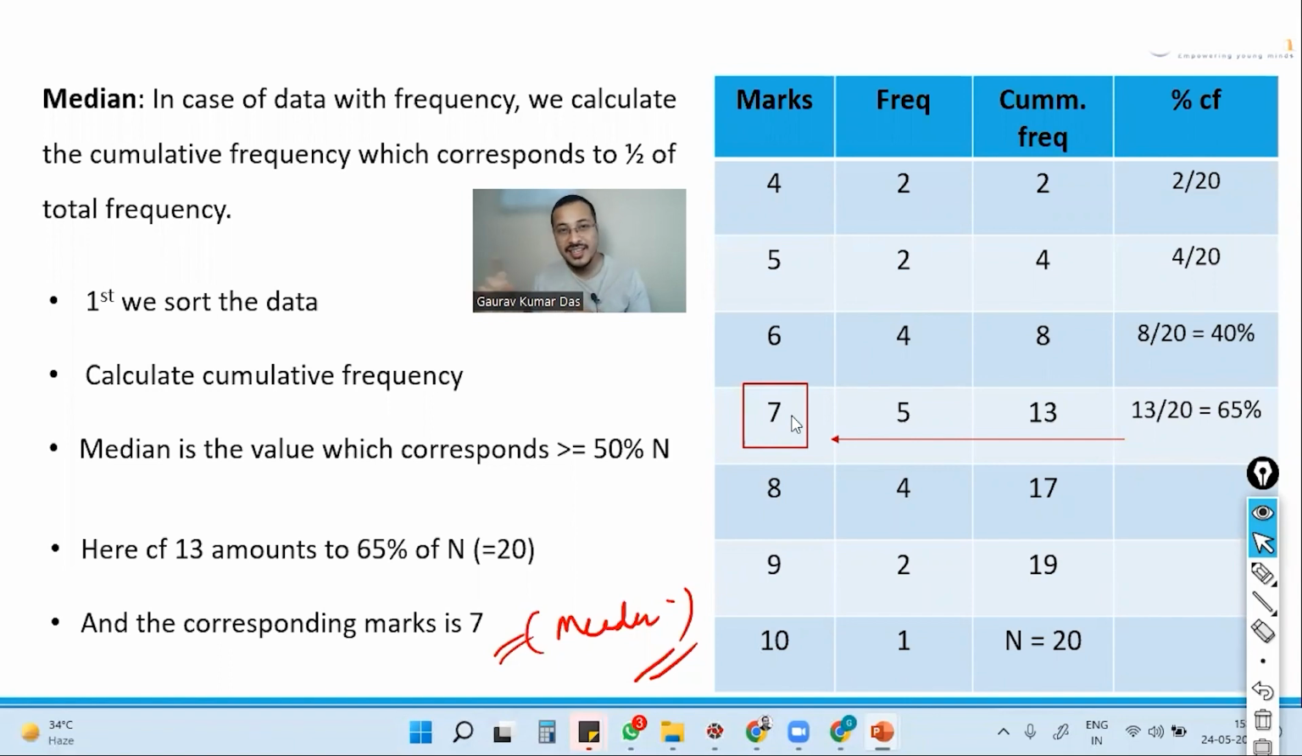We have to find the cumulative frequency which accounts for 50% of n. But we don't need to worry about it. All these things can be calculated with just one single line of code in Python. So when we go to the Python application part of today's lecture, you'll see how easy it is to calculate. But these things are somewhat necessary for us to understand so that our basics remain clear.